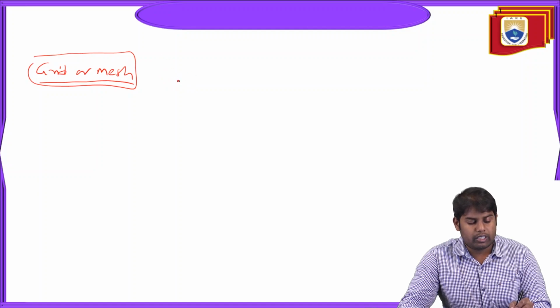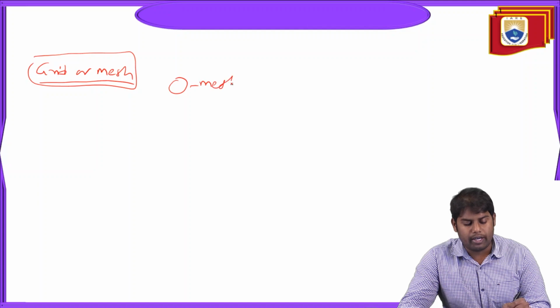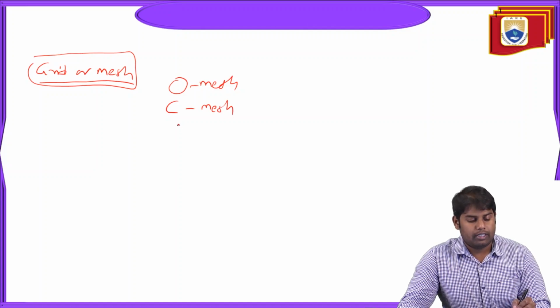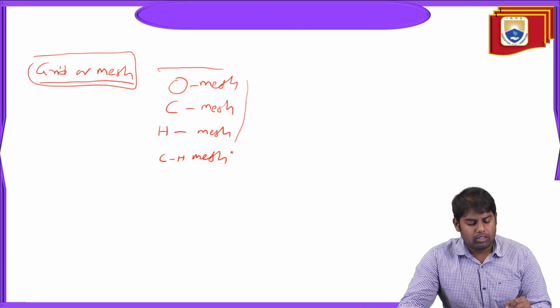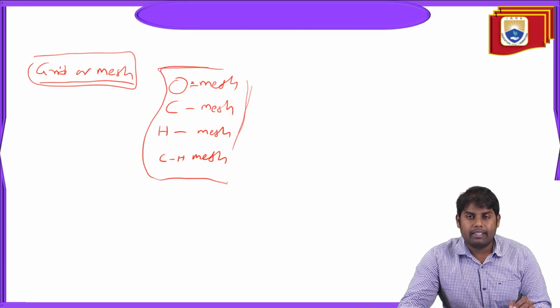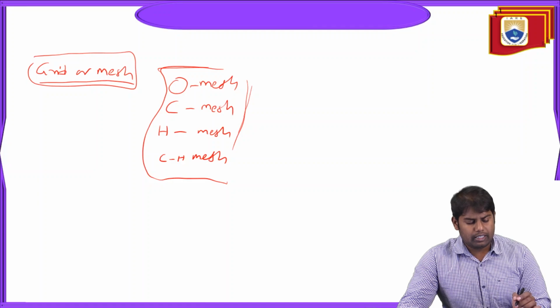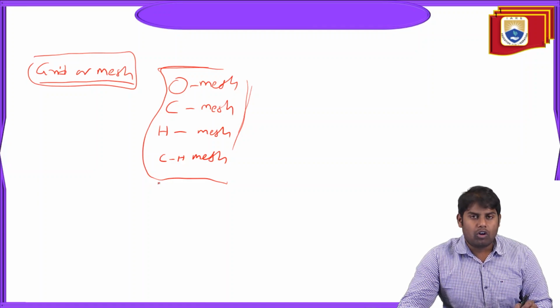So basically we call it an O mesh or O grid. Next you will have a C mesh. Next you may have an H mesh. Next, a combination of C and H mesh. Whatever combination we have, it can be categorized in this way. So what is O mesh, what is C mesh, what is H mesh, what is CH mesh, and what are the other types, we will see basically. First let's see the 2D view of a grid or a mesh.